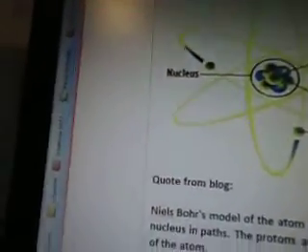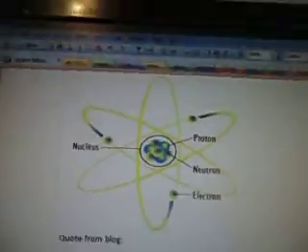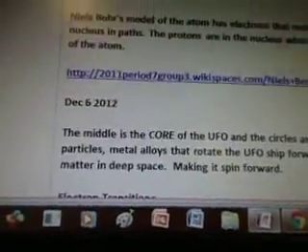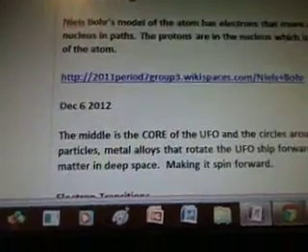Okay, so December 6th, the middle is the core of the UFO, right here. The circles around it are particles, metal alloys that rotate the UFO spaceship forward through dark matter and deep space, making it spin forward. What do you think of that? Cool, right?